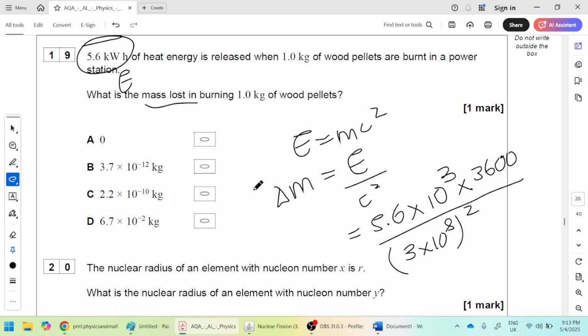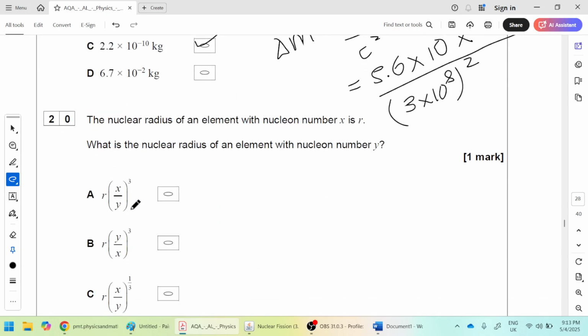0.24 into 10 to the power minus 10. Right? Nuclear radius of an element with nucleon number x is r. What is the nuclear radius of an element with nucleon number y? What's the logic here? Let's check the equation sheet. Size of an electron, radiation, half-life, nuclear radius. There we go. We have an equation.